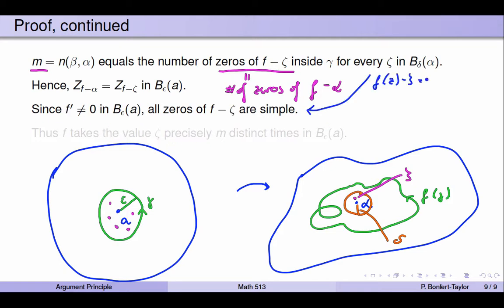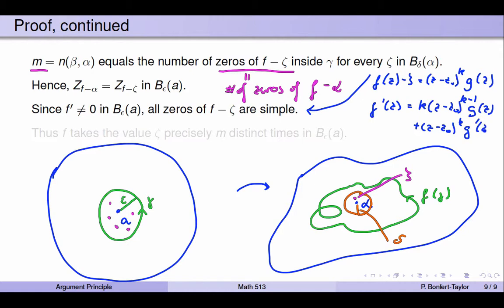So why is this the case? Well, if f took the value zeta with a multiplicity greater than 1 at some point z0, then we could write f of z minus zeta as z minus z0 to some power k bigger than 1 times g of z. And then if we took the derivative of both sides of this equation, we would get k times z minus z0 to the k minus 1. Since k was bigger than 1, that k minus 1 is still at least 1, times g plus z minus z0 to the k times g prime. And therefore, we would have that f prime of z0 is equal to 0.